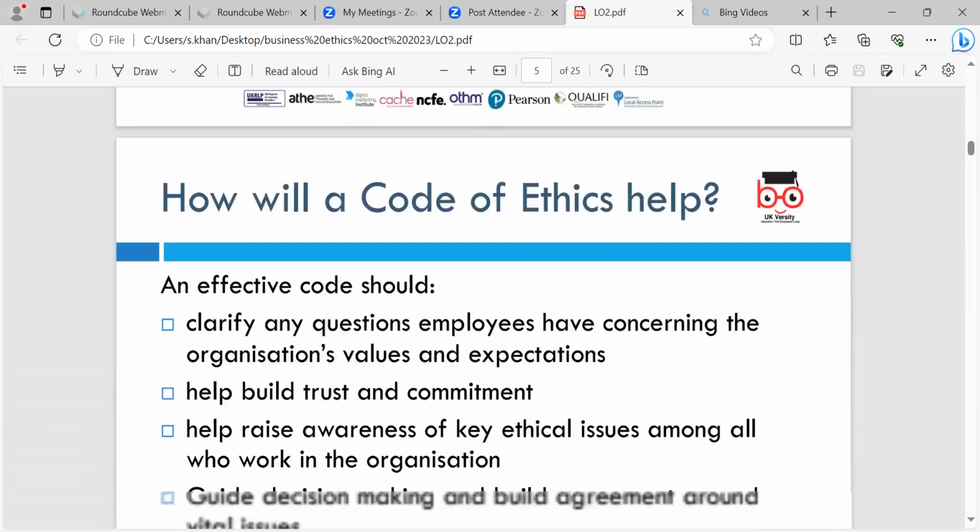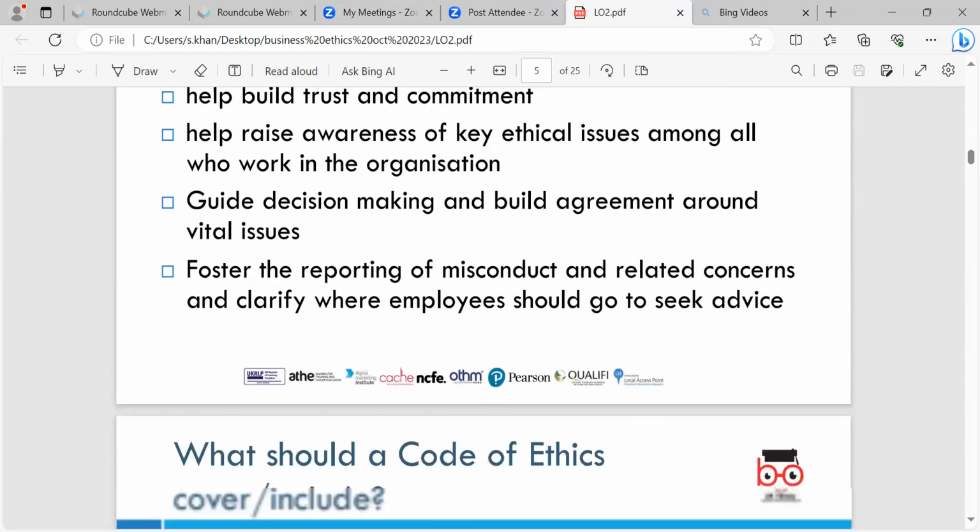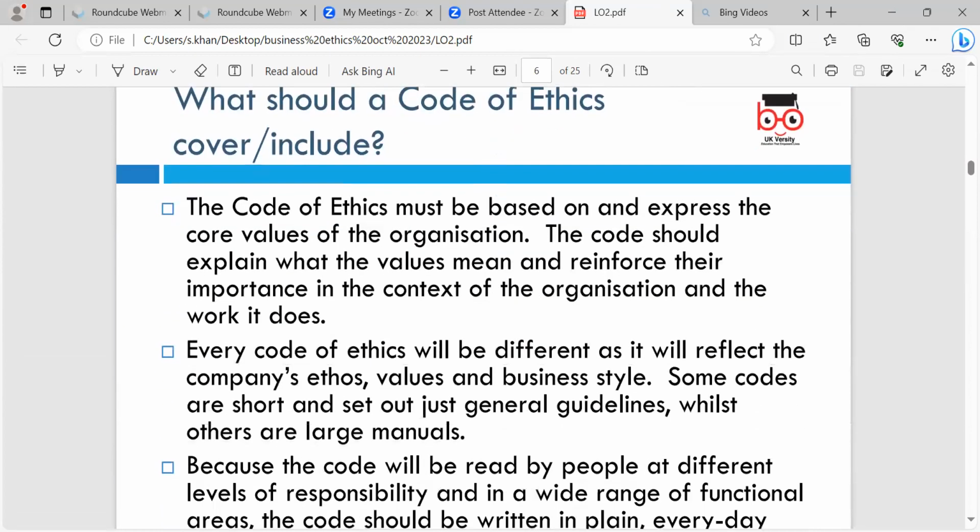How will a code of ethics help? An effective code of ethics should clarify any questions employees have concerning the organization's values and expectations. It should help build trust and commitment, and help raise awareness of key ethical issues among all the workers in the organization. It should guide decision making and build agreement around vital issues. And it should foster the reporting of misconduct and related concerns, and clarify where employees should go to seek any sort of advice.